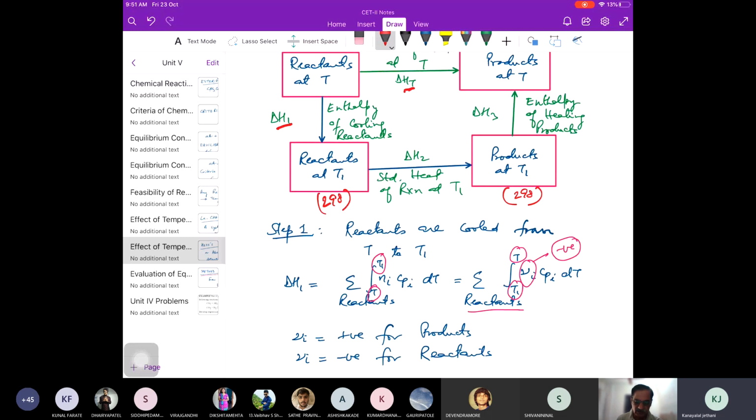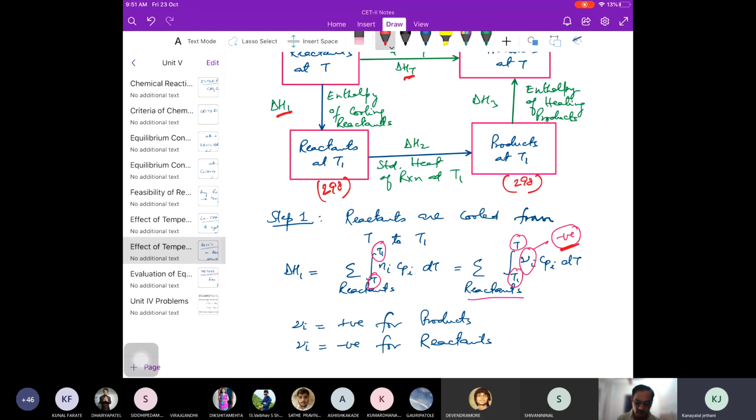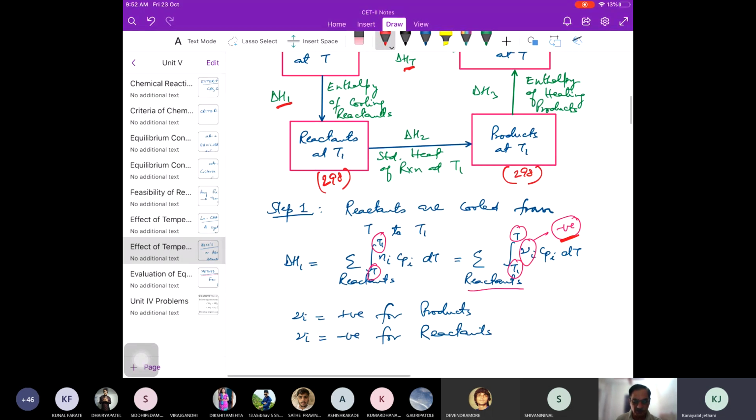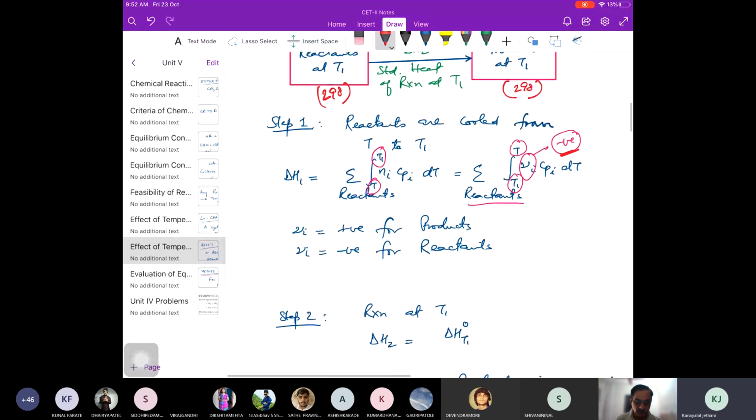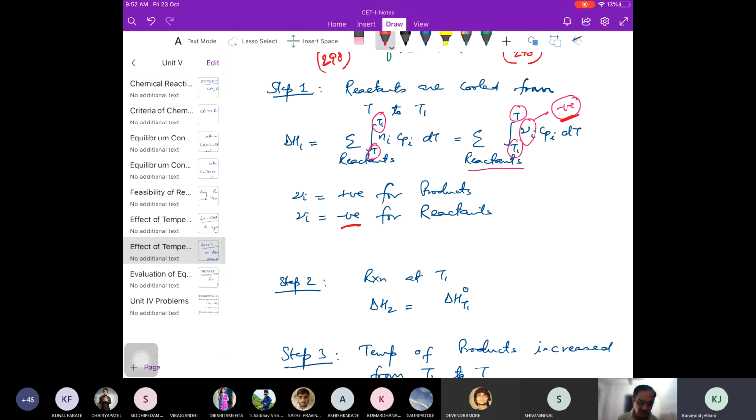So what you can see is that Ni is nothing but nu i, the stoichiometric number. So it becomes the same thing from T to T1, nu i Cpi dT, right? Because nu i is negative for reactants. It is positive for products and negative for reactants. So we changed the limits, because T to T1 became T1 to T. Did you understand how the limits were changed? Okay. So nu i is positive for products and negative for reactants. That's why we are changing the limits.